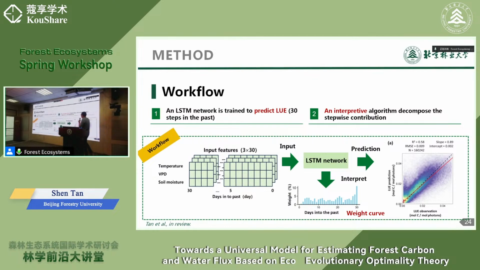And finally, we use an interpretive algorithm, the expectation gradient algorithm, to decompose this trained network, and we can decompose the contribution of different time steps, and then finally we can reach this weight curve for different input factors. And then we believe that this weight curve represents the optimality behavior of different ecosystems.